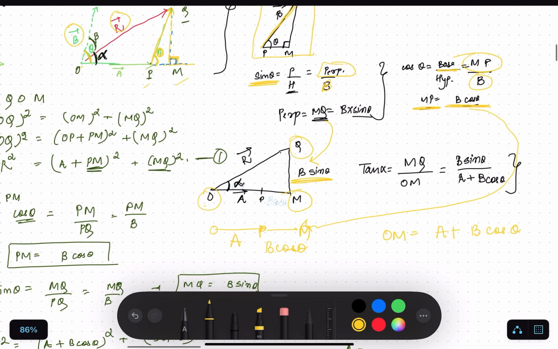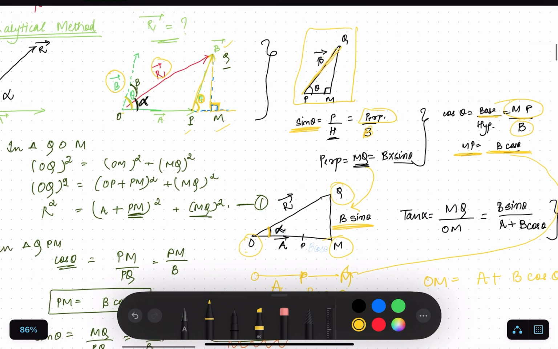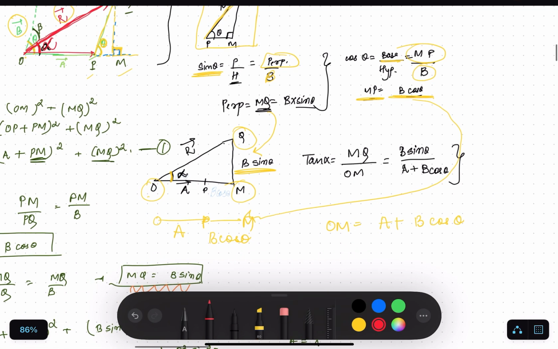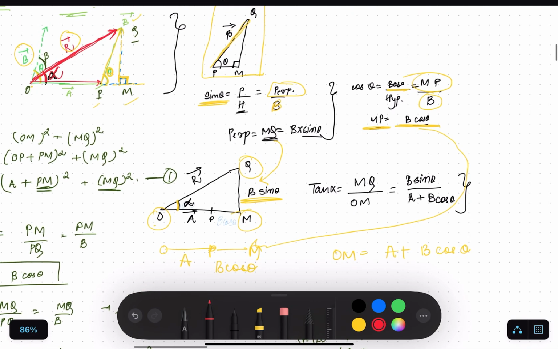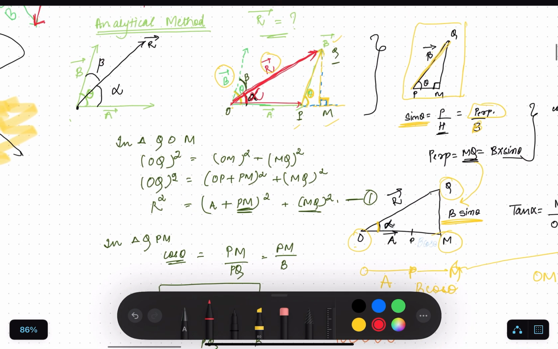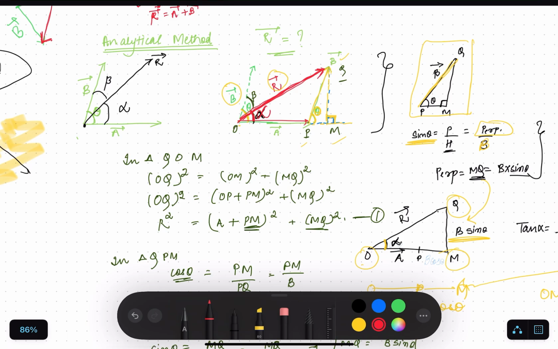Okay, now in this triangle I said this is the angle alpha. What is angle alpha exactly? Angle alpha is the angle between the resultant vector and A vector. Between these two we have the angle alpha. We can say, what does tan alpha mean? Tan alpha is equal to MQ upon OM, okay, let's just come back to this later. First let me give you the magnitude of R vector. How are we going to proceed to the magnitude of R vector?